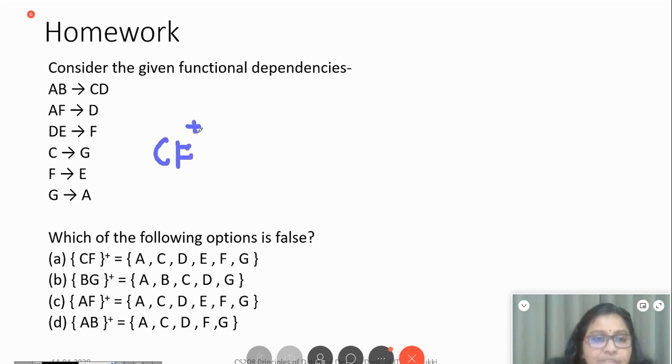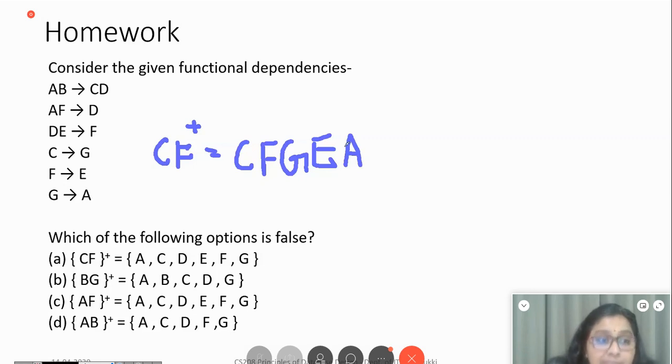In the closure set of CF, there is C and F. Yes, done. Then let's see. C and F on the left side, you have 2 FDs here, isn't it? So G will become a member, then E will become a member of this. Then AB no, AF no, DE you can't take. C, G, GA, and G determines A. And is there anything with only A?